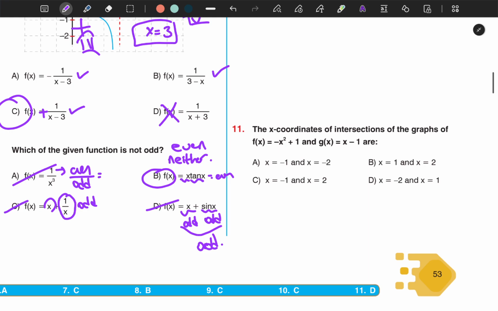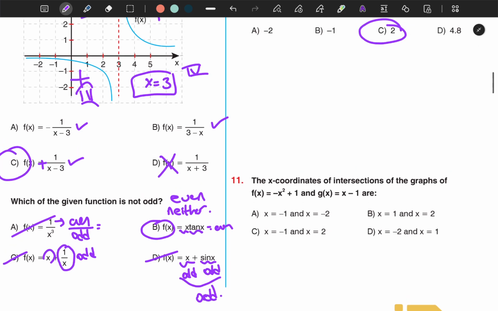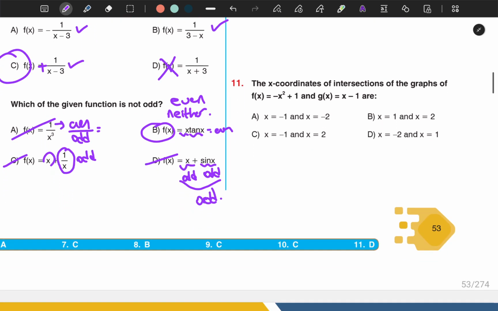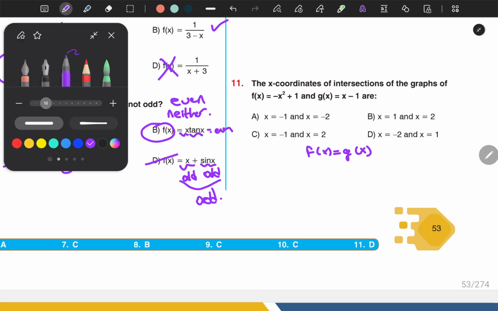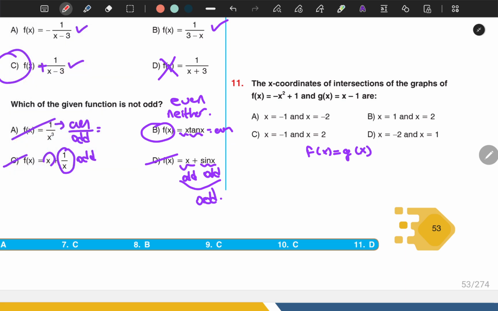The x coordinate of the intersection point of the graphs. Okay, intersection point question, guys. What should we do? You know that for a point of intersection, I have to equalize them. Let me equalize that. So negative x squared plus 1 equals x minus 1. Guys, normally there are two ways. One is to equalize them, the other way is substitution. In my opinion, the best way is the substitution way.